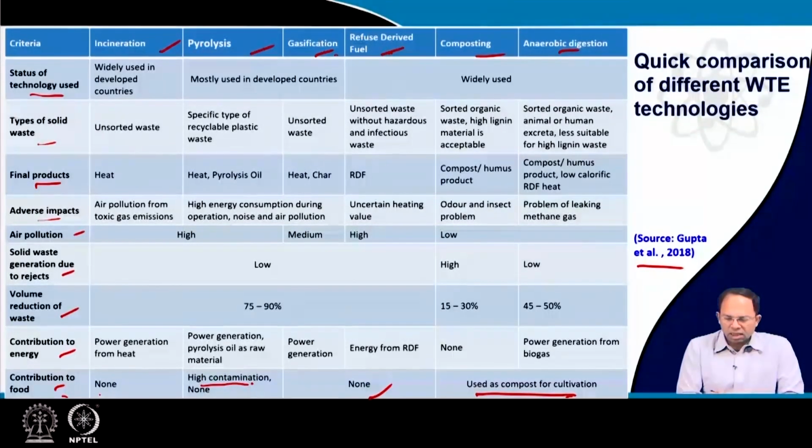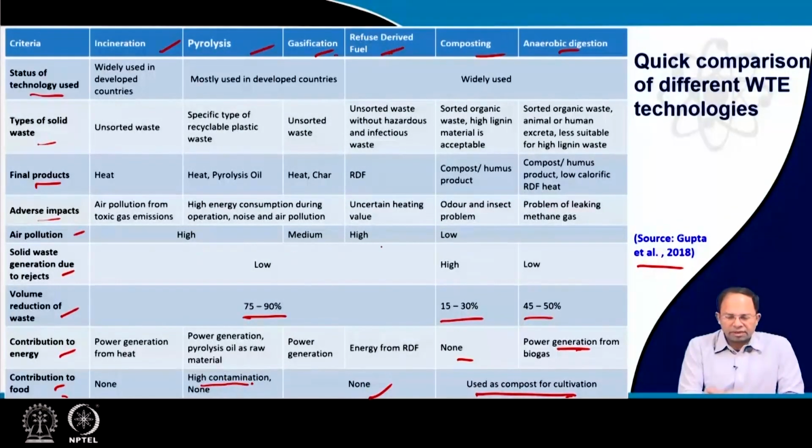Now, in terms of heat production, there is no heat generated in composting, whereas in anaerobic digestion, we have biogas produced, which we can use to generate power. Of course, the incineration processes or even refuse derived fuel processes are mostly for generation of power. In terms of volume reduction, in all the different processes of burning or incineration, we reduce waste content by 75 to 90%, whereas in composting, we can only reduce to an extent of 30%, whereas in anaerobic digestion, we can reduce it to around 50%.